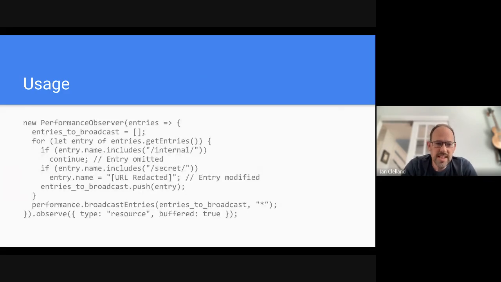As a more complicated example, you could do this, again registering your performance observer to get access to the entries as they come in. You could do things like, if there's an internal URL in here, then omit this from the list. If there's some sensitive information, then replace that URL. And then finally, once you've compiled the list and filtered it as you need to, then send that back up to the parents. And that's basically the shape that I want to propose.